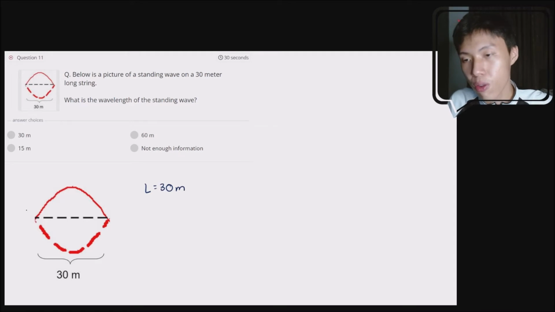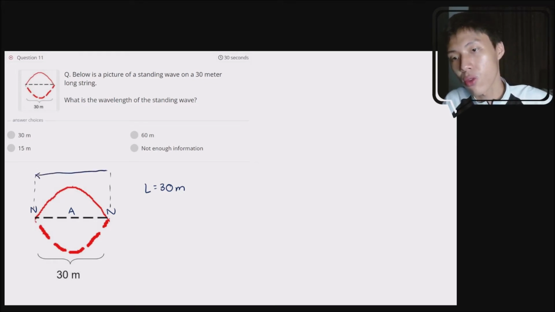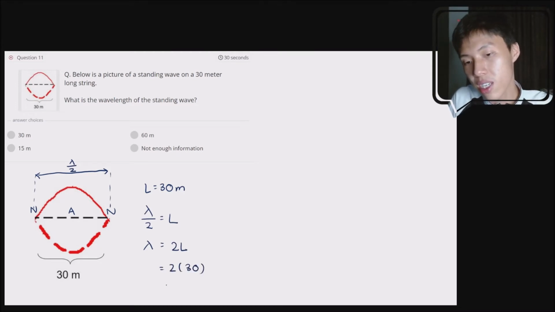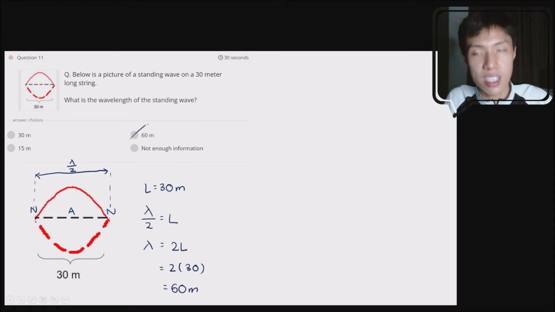For this standing wave, there are two nodes, and in between the two nodes you have an antinode. You learn from the lecture notes or from videos that the distance between two successive nodes is always lambda over 2. So lambda over 2 is equal to L in this case. Therefore, lambda is equal to 2L. Therefore, 2 times 30 meters is 60 meters. So the wavelength of this standing wave is 60 meters.